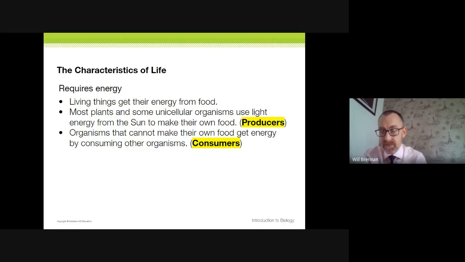Nearly there. Next characteristic. All living things require energy. Living things get their energy from food. Now, you can either be a producer, that is an organism that uses light energy from the sun to make their own food, or you can be a consumer. They are organisms that cannot make their own food. They get their energy by consuming other organisms.